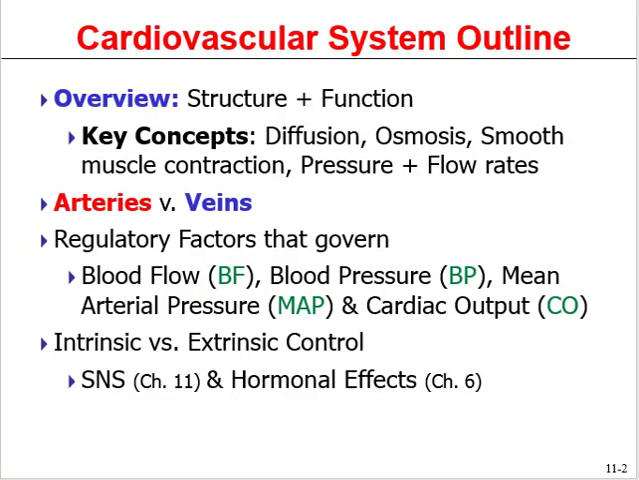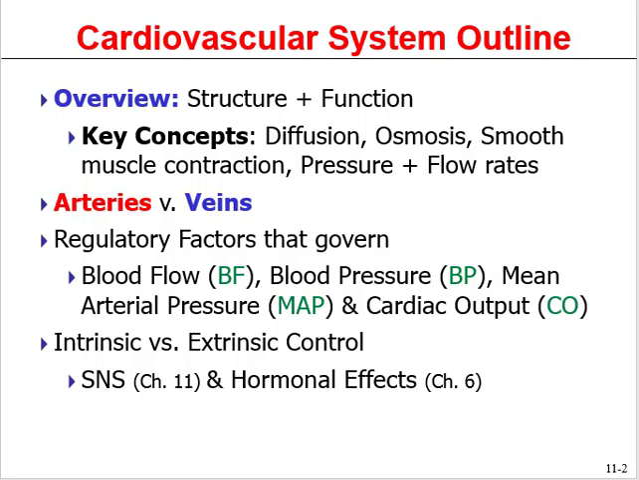Your learning goals are outlined for you here. You'll have an overview of structure and function, and key concepts from past chapters and past units include the process of diffusion, osmosis, the function of smooth muscle contraction, pressure and flow rates, which I'll spend some time explaining here before we dive too far into Chapter 14.